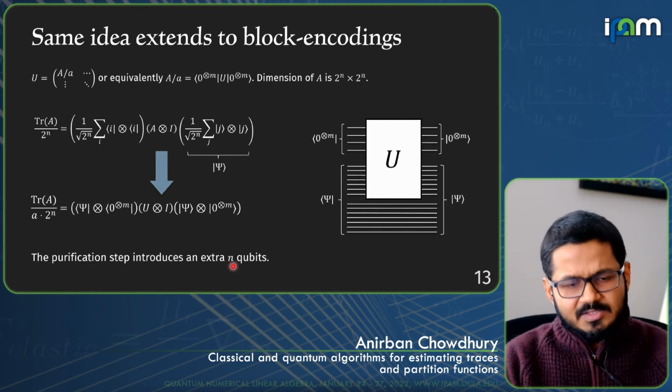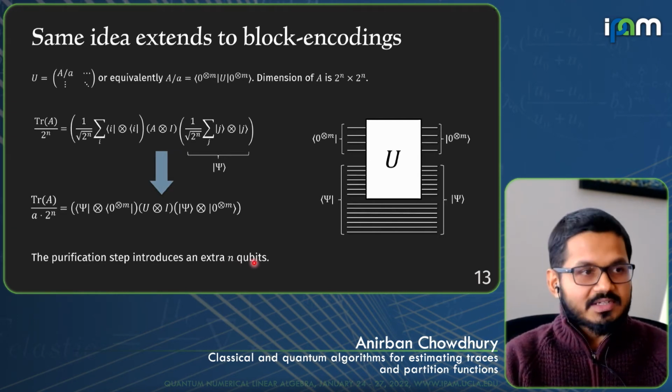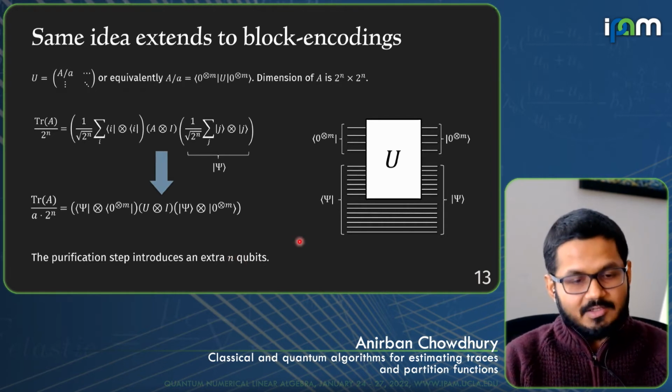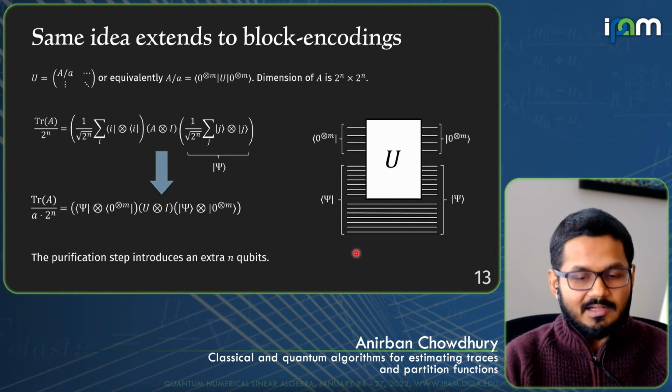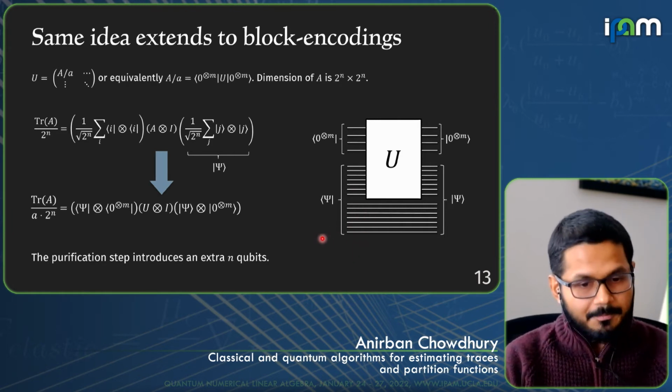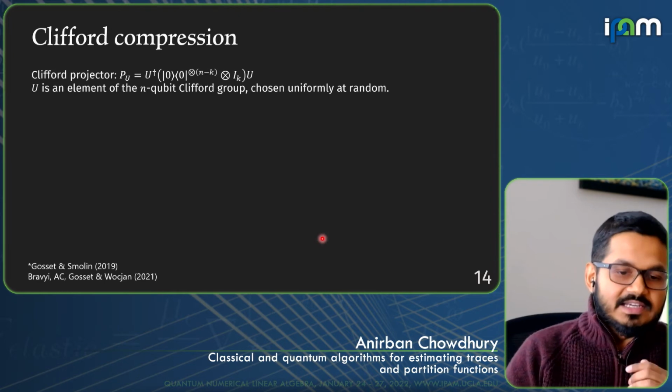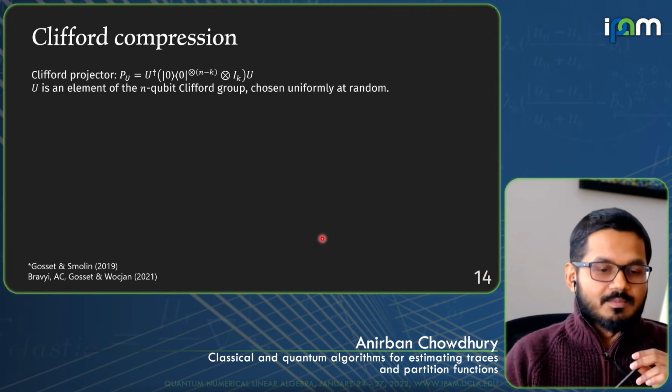And this is what we will concern ourselves with over the next few slides. I'll show you a technique where we can reduce this n to some extent. All right. So here we had n qubits on the system, some flat qubits, and we needed an extra n qubits. And I'll tell you how to reduce this n to something smaller. For that, I will need a technique which we call Clifford compression.